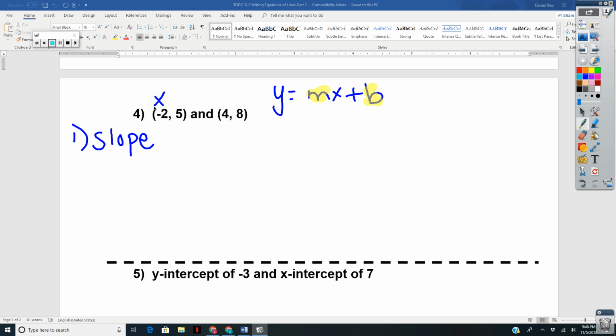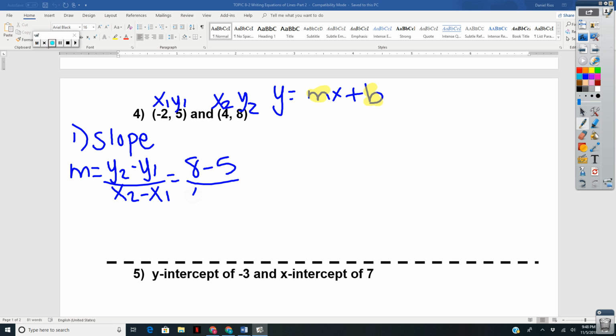I'm going to label it x1, y1, x2, y2, and I'm going to use my formula, m equals y2 minus y1 over x2 minus x1. So y2 is 8, y1 is 5, x2 is 4, x1 is -2, which leaves me with 3 over 6, or 0.5. So now I have the m, and I'm going to need this m for later. Now pick a point, it doesn't matter which one you want.